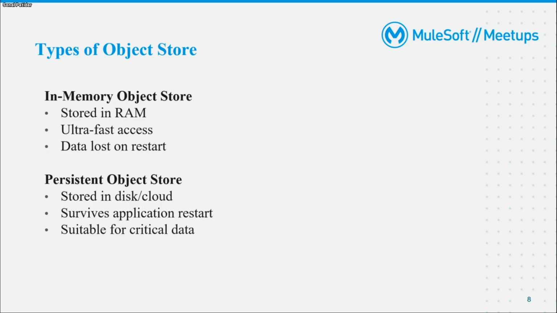So here, one important thing to understand is if we store data in memory, it is fast, but it will be gone after restart. And if we store the data persistently, it stays even after restart. So we should use the persistent object store.